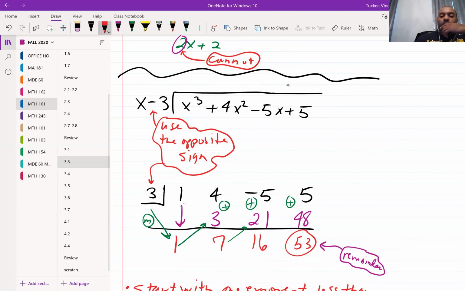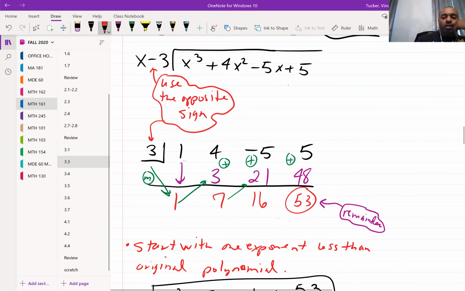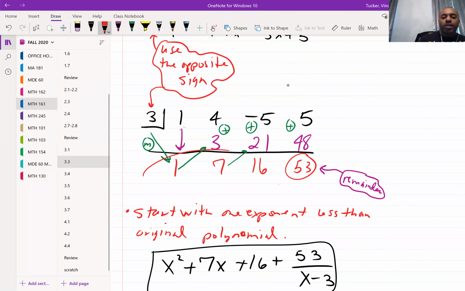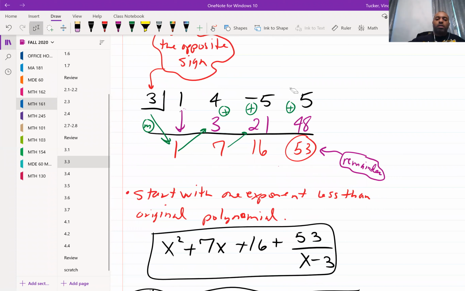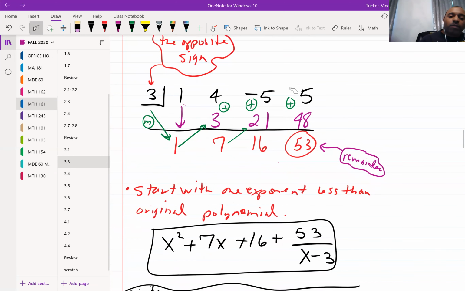All right. So now to finish it off, you're going to start with one exponent less than the original polynomial. So our original was x cubed. So we're going to start with x squared, and we use these as our coefficients. So that's x squared plus 7x plus 16. And then that's 53 over what we were dividing by, which was x minus 3. And that's the synthetic division process. All right, questions on that before we do another one?